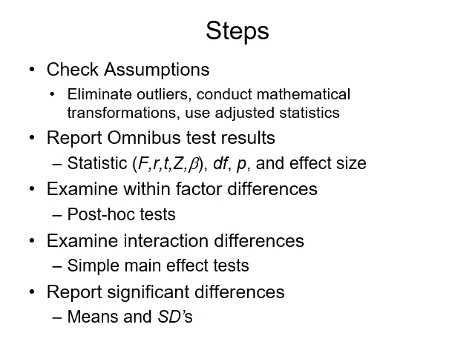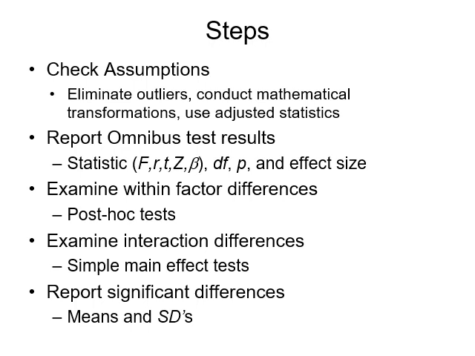So once again, let's wrap up with whenever we're running any statistical test, in this case we're adding the complexity of an omnibus test, we're first going to check assumptions. We're going to eliminate outliers if it's appropriate. We're going to conduct mathematical transformations if it's required to fix the DV distributions. We may even use adjusted statistics. We're then going to report the omnibus test results, the actual statistic and effect size and p.